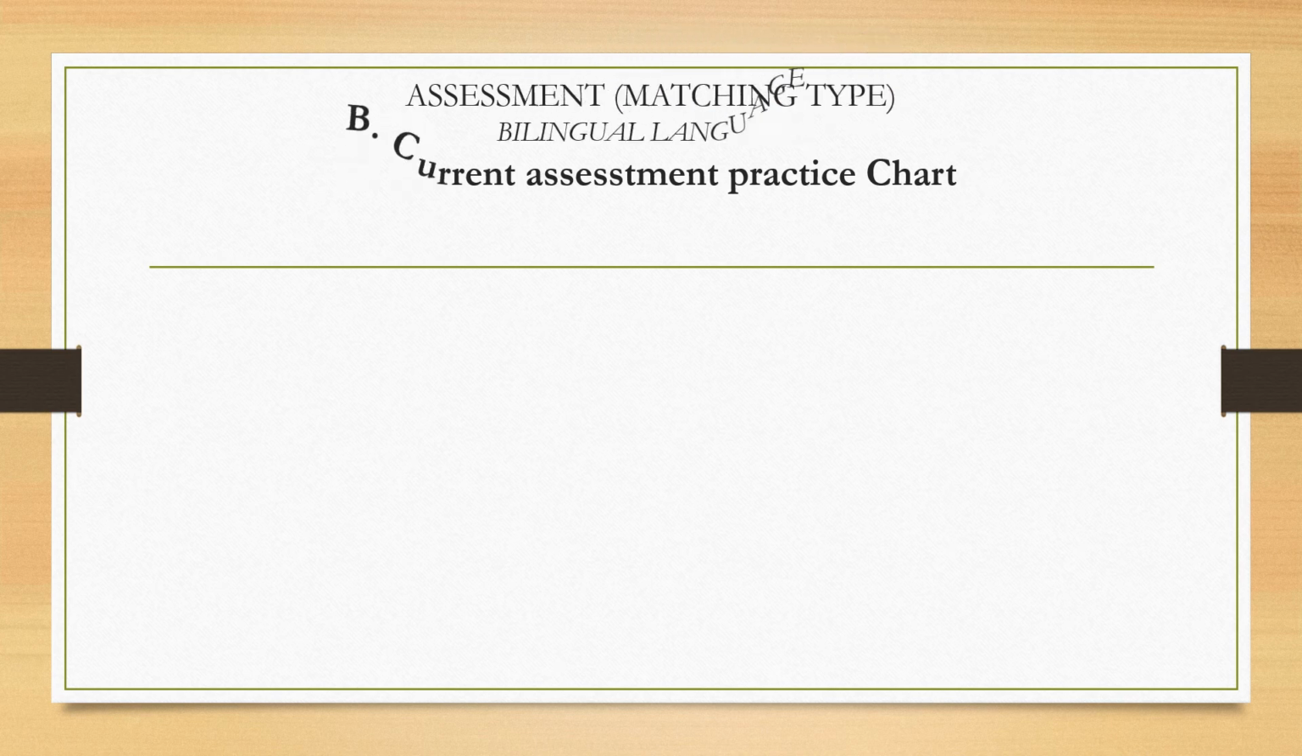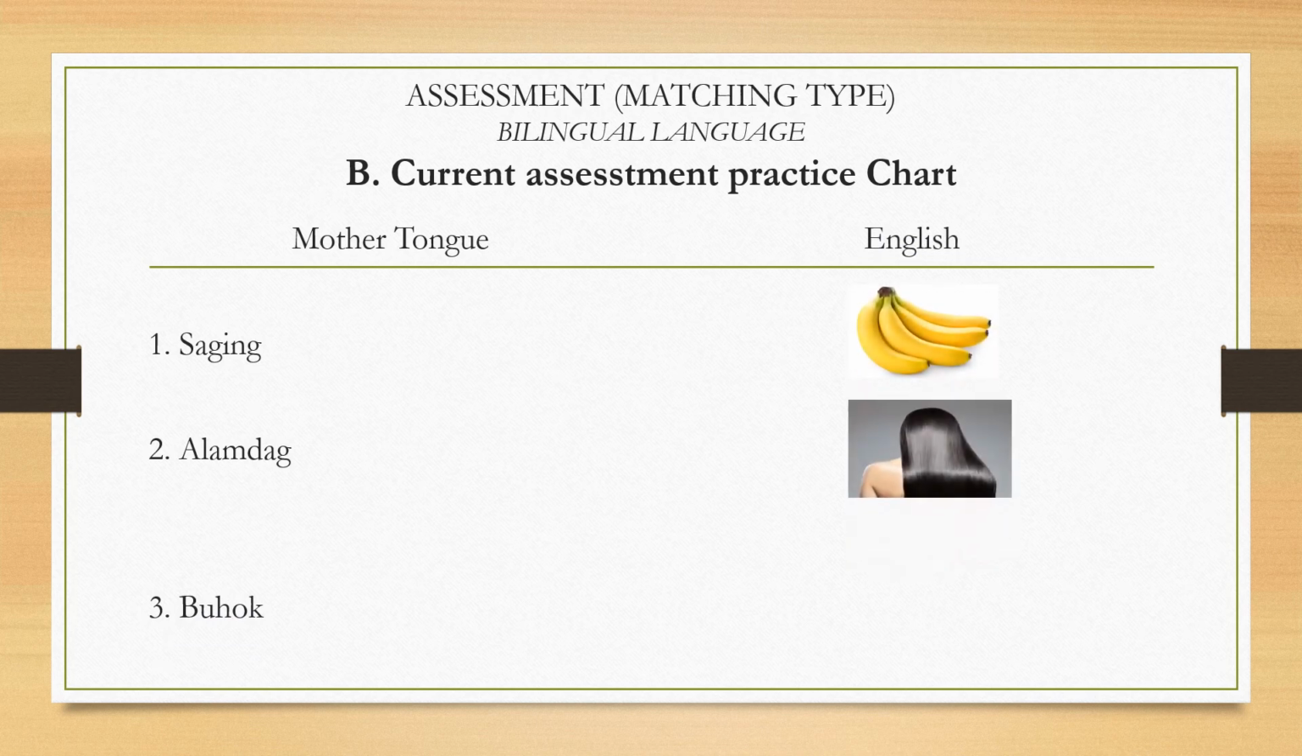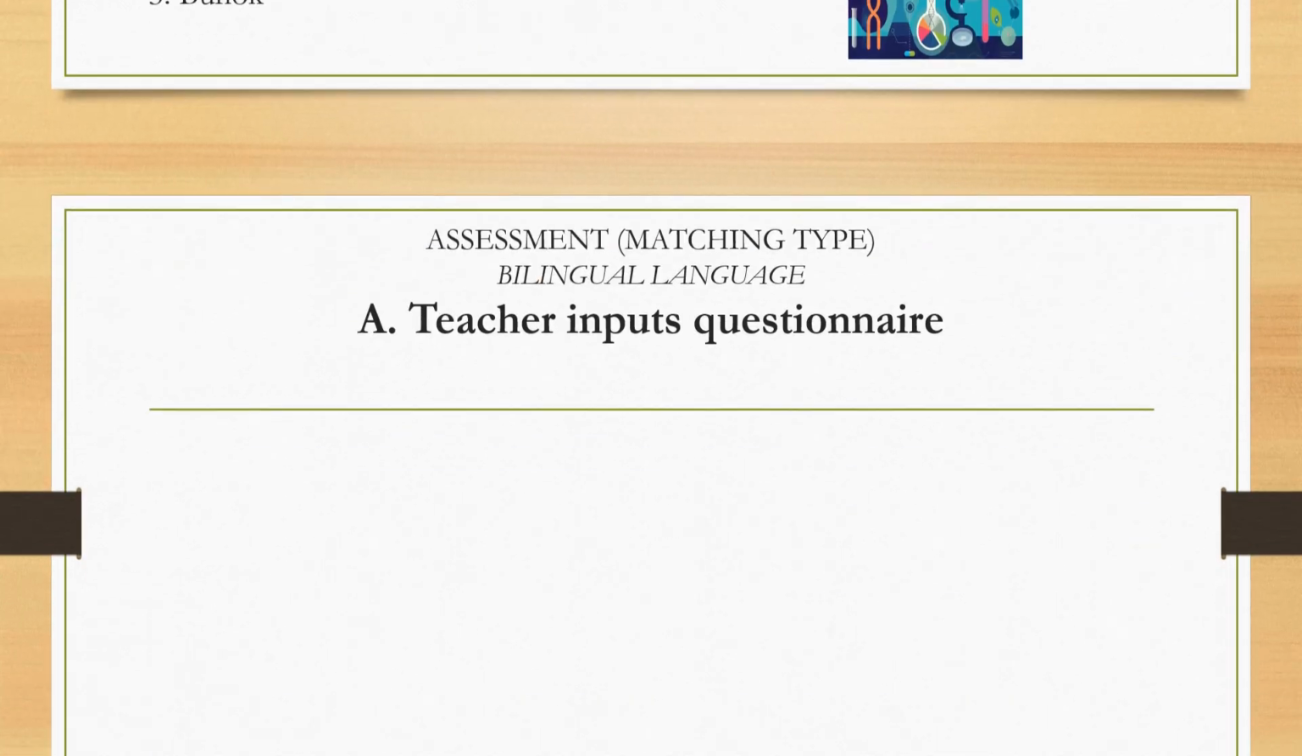As shown in the table, there is bilingual. Bilingual means you know how to speak two languages only. The first language is mother tongue. The second language is English. In the table, the student needs to find out the correct corresponding answer. In mother tongue, saging. In English, banana. Alamdag, translated to English, is science. Buhok in mother tongue, translated into English, is hair.